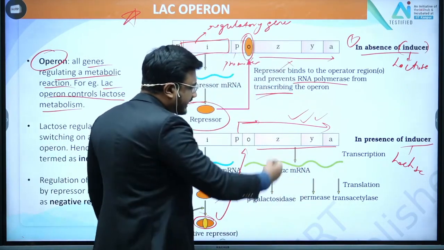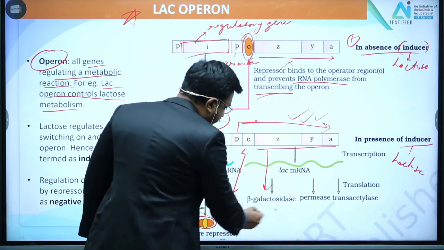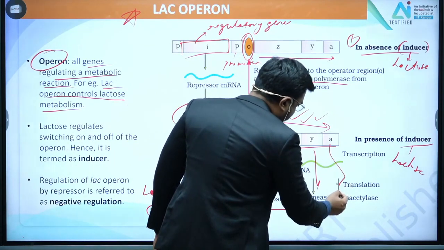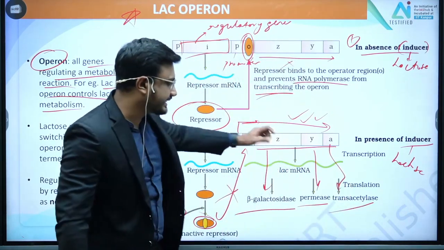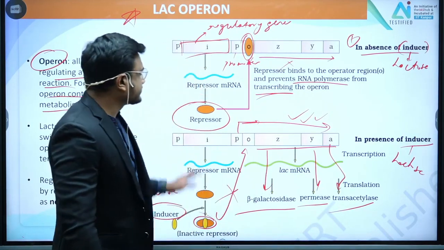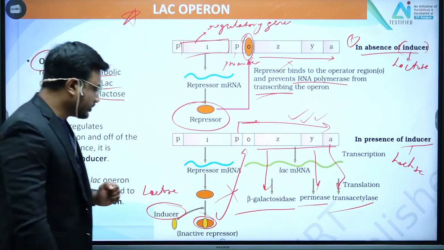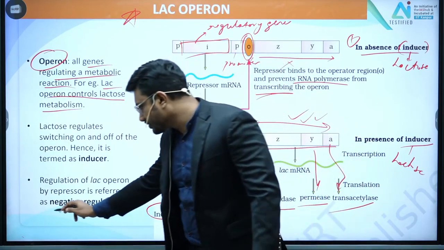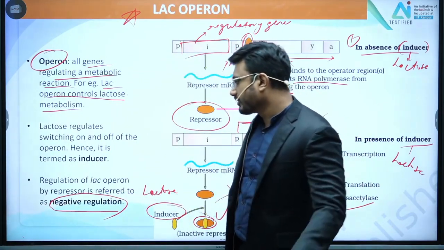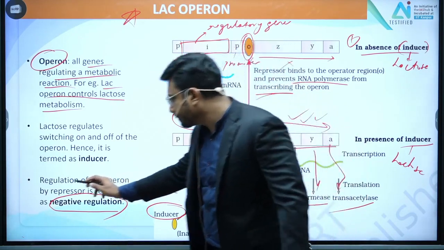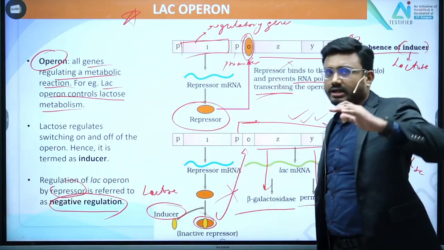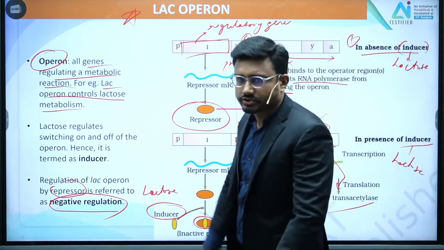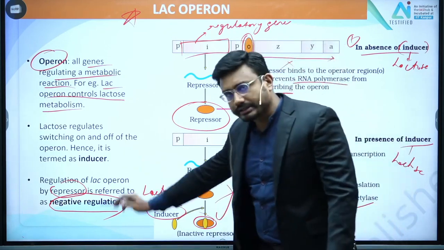When the structural genes are expressed, the Z gene leads to the formation of beta galactosidase, the Y gene leads to the formation of permease, and the A gene leads to the formation of transacetylase. So this is the whole concept of the lac operon. The regulation shown in this diagram is referred to as negative regulation, that is, regulation of the lac operon by the repressor. Here the repressor stops the RNA polymerase from moving any further, and the transcription process is halted. That is why it is known as negative regulation by the repressor.